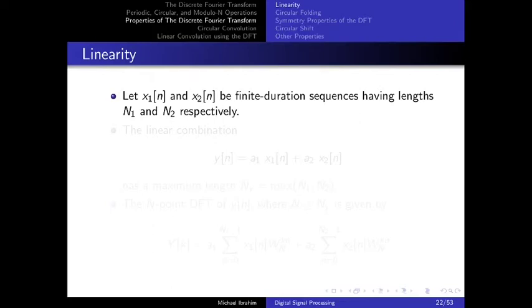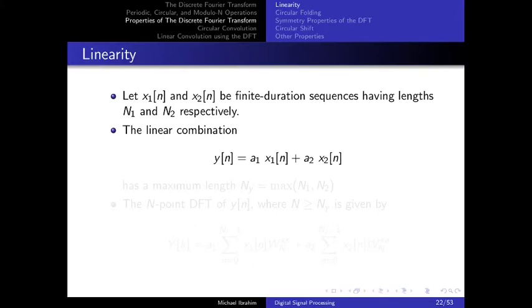So now we are ready to talk about our very first property, which is the linearity property. Assume we have a sequence x1 of n whose length is N1, that is, it's defined from n equal to 0 up to N1 minus 1, and another sequence x2 of n whose length is N2, that is, it's defined for n from 0 up to N2 minus 1. Now, assume we have a linear combination y of n equal to a1 x1 of n plus a2 x2 of n. Since x1 and x2 have different lengths, first we need to make sure they have the same length before we can add them together.